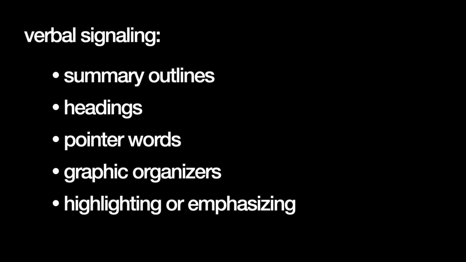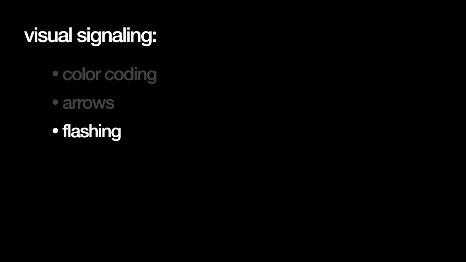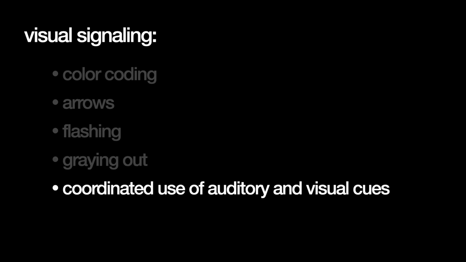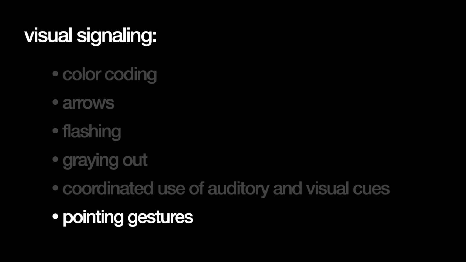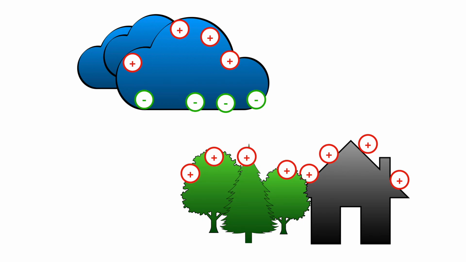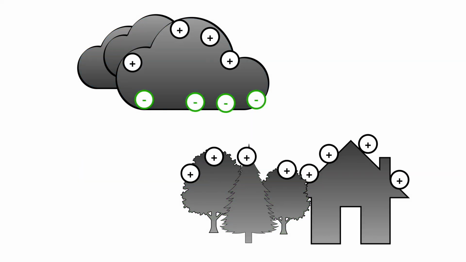Another type of signaling is visual signaling. Some examples are color coding, arrows, flashing, graying out, coordinated use of auditory and visual cues, and pointing gestures. Color coding involves using color to highlight important parts of the graphic. You can use arrows to draw the learner's attention. You can also make parts of the graphic flash, or gray out parts of the graphic that are not being discussed.